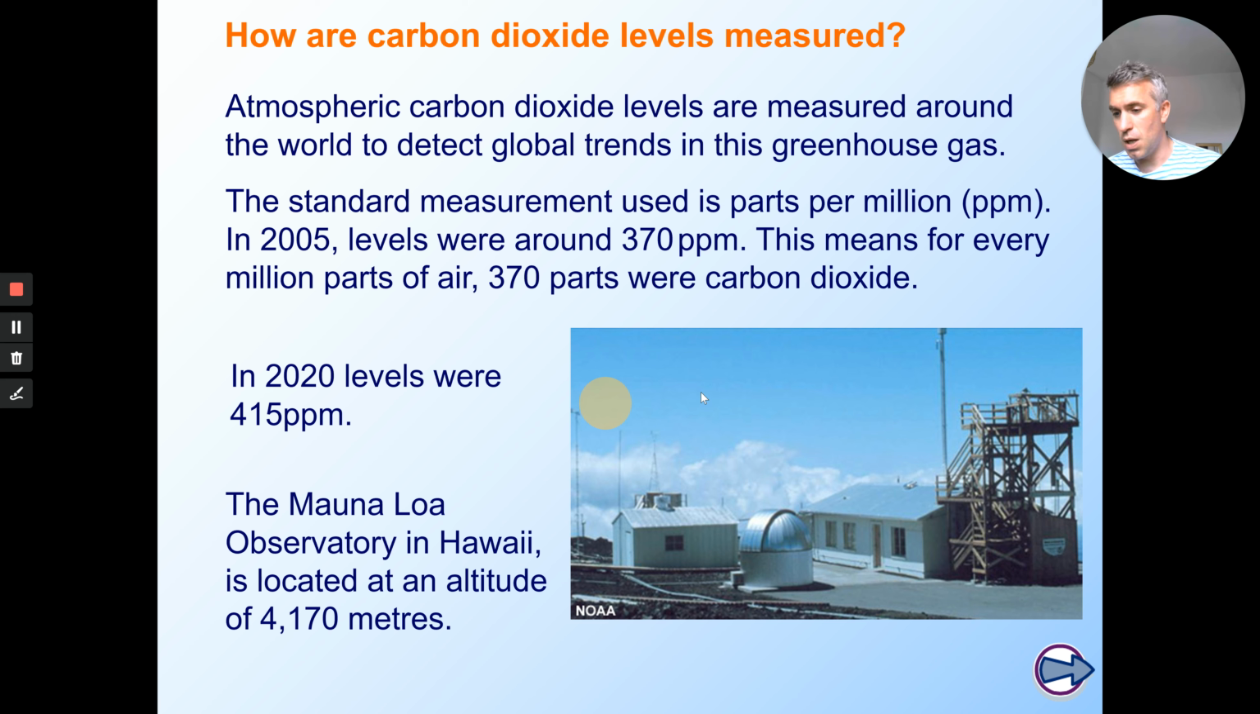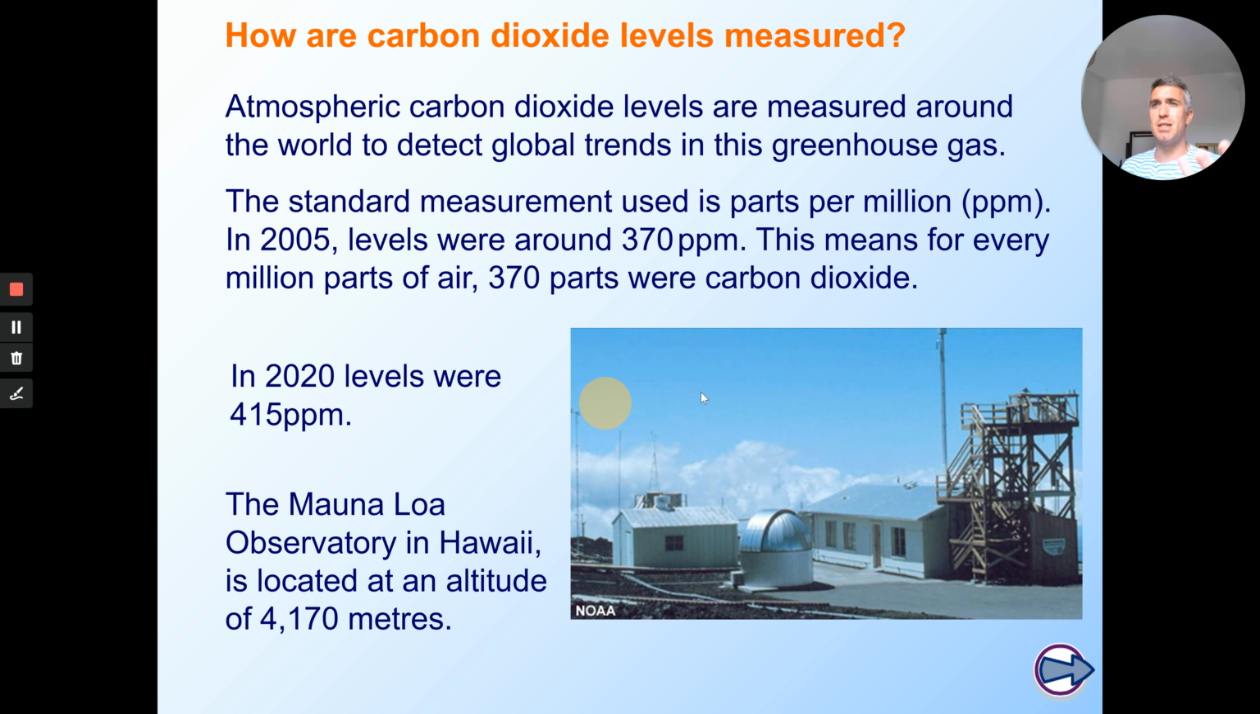Mauna Loa Observatory in Hawaii is located at an altitude of 4,170 meters. I don't know if you've ever looked at a map and seen where Hawaii is. Hawaii is right in the middle of the ocean, quite literally slap bang in the middle. Couldn't be further away from many other places. And so, if you're on Hawaii, the carbon dioxide levels you're measuring are going to be a good representation of the average over the planet.